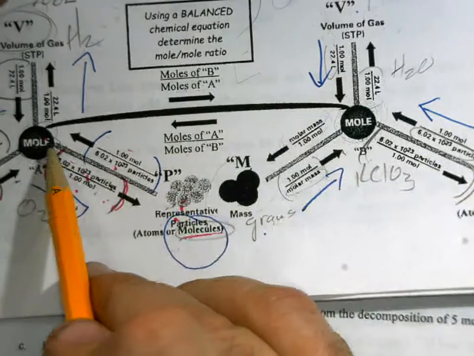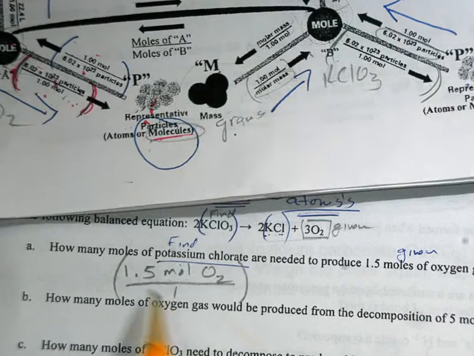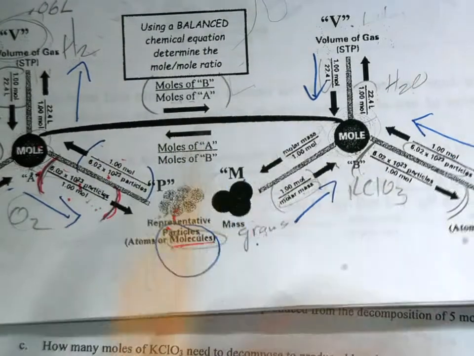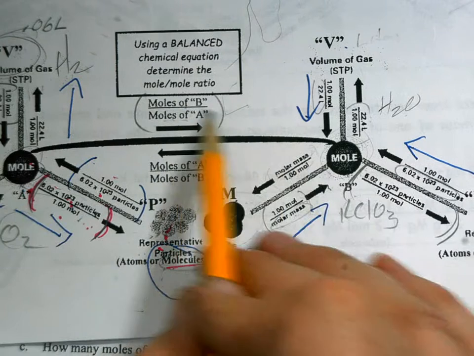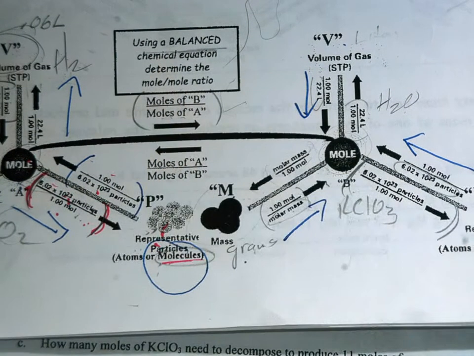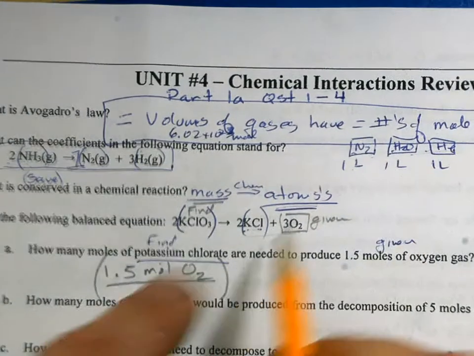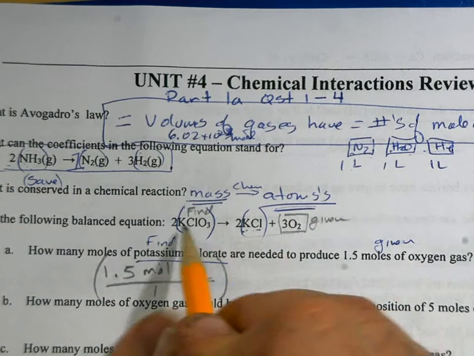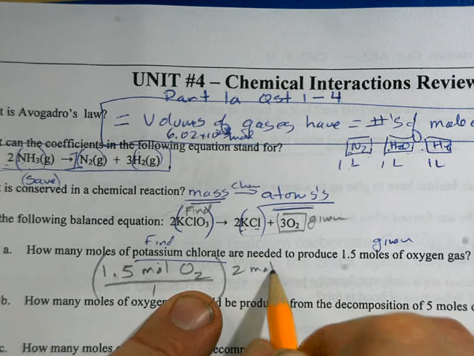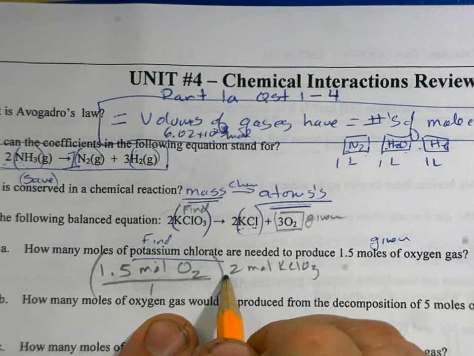Now, all we have to do to go from moles of oxygen to moles of potassium chlorate is to take our given, and then we need to multiply it by the moles of compound B, which is KClO3, but you have to look at the balanced equation. So we want moles of KClO3 on the top. So over here, we're trying to find KClO3. We've got 2 moles in that balanced equation. 2 moles KClO3. That was a horrible looking 3.